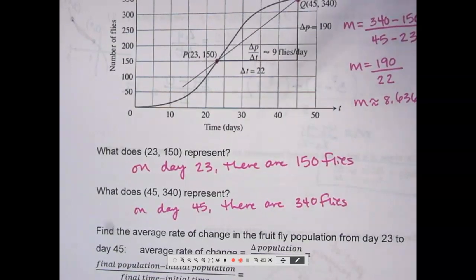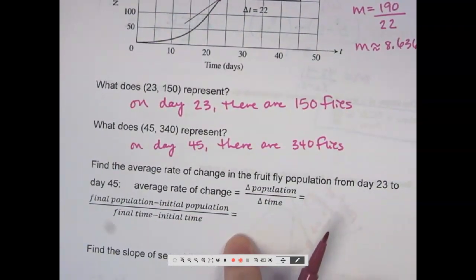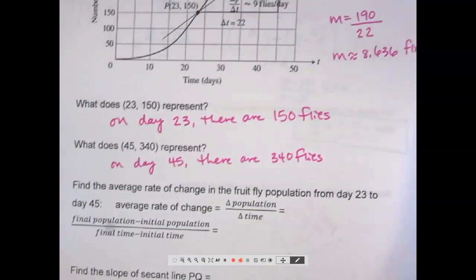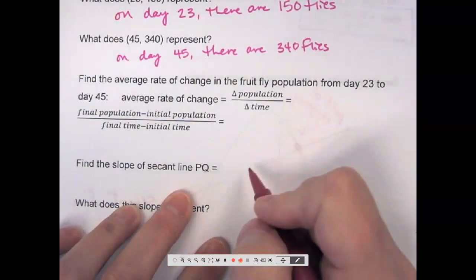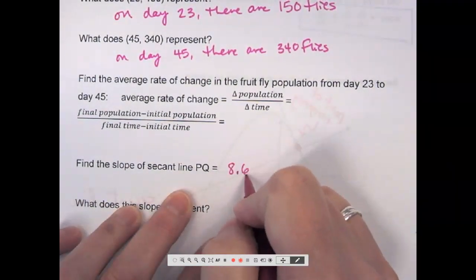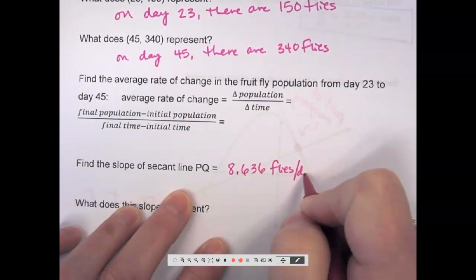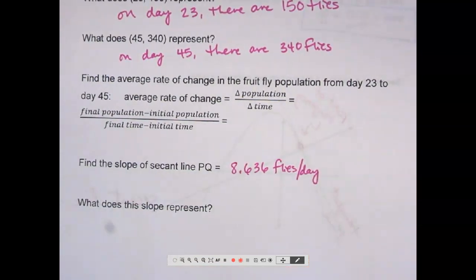And we already did this. I did it above. I got ahead of myself. This is finding the change in the population. So we already did that up there to the right. We already know that the slope of secant line PQ is 8.636 flies per day. What does that slope represent?